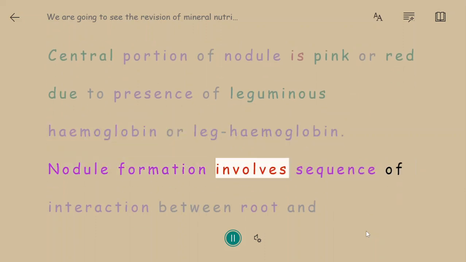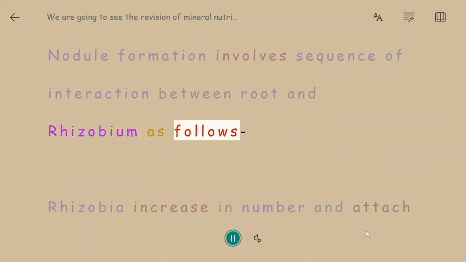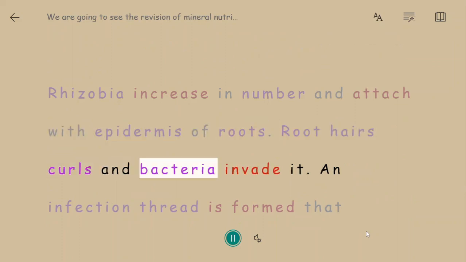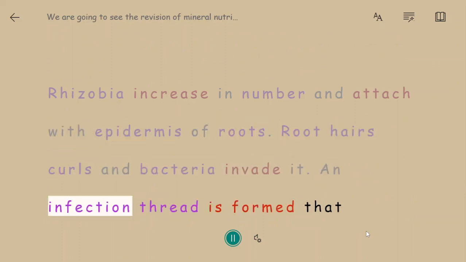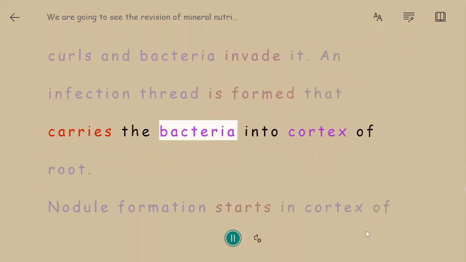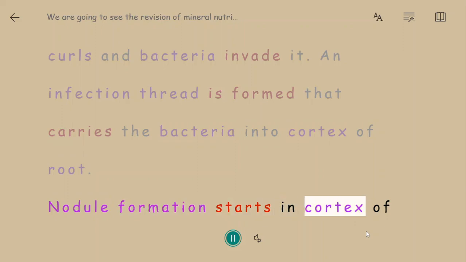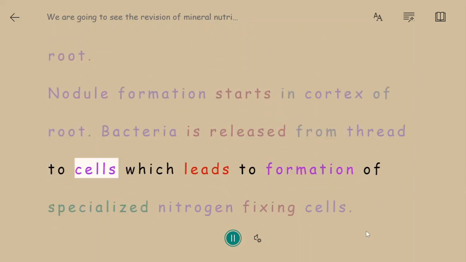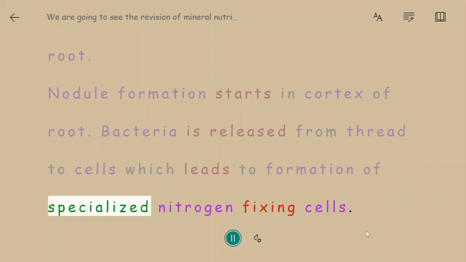Nodule formation involves a sequence of interactions between root and Rhizobium as follows. Rhizobia increase in number and attach to the epidermis of roots. Root hairs curl and bacteria invade them. An infection thread is formed that carries the bacteria into the cortex of the root. Nodule formation starts in the cortex of the root. Bacteria are released from the thread into cells, which leads to formation of specialized nitrogen-fixing cells.